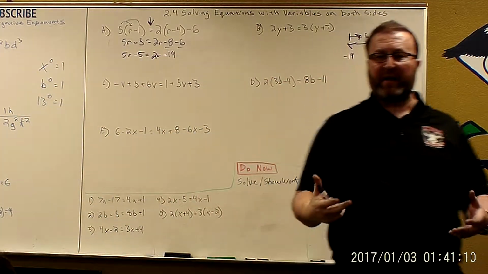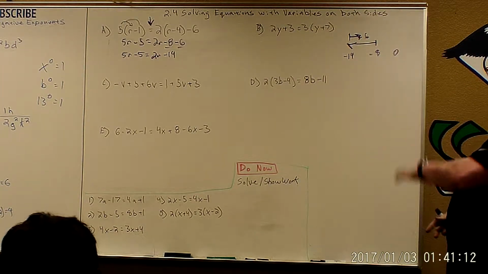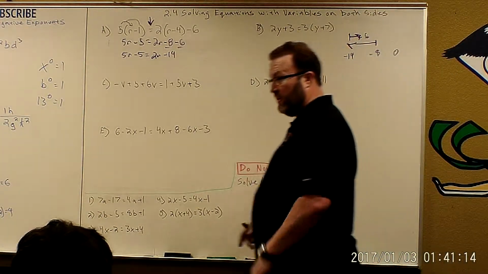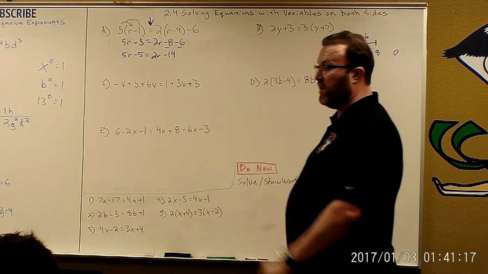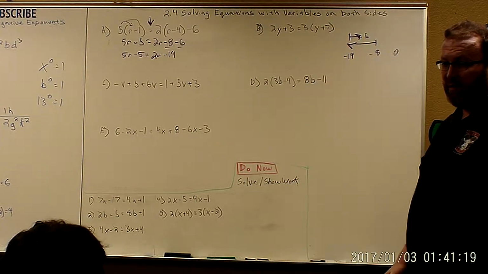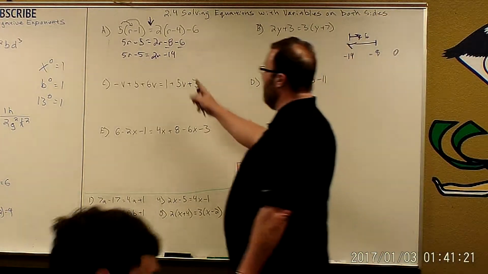Okay, there's no clear-cut way to solve this. We have variables on both sides. We have numbers on both sides. I tell you what, we're going to do it differently than we did last time. And watch, we're going to get the same exact answer. Amazing, huh?